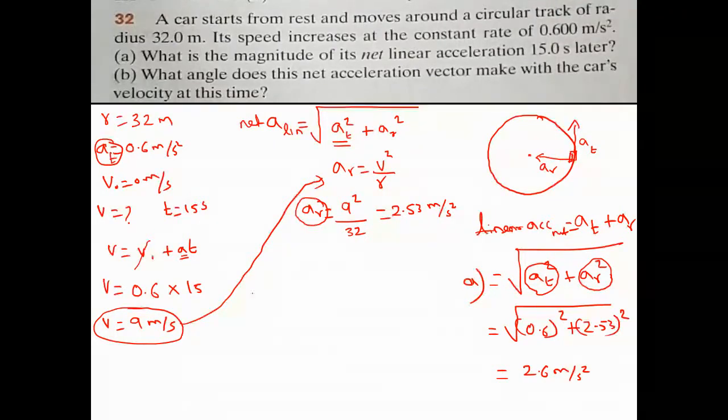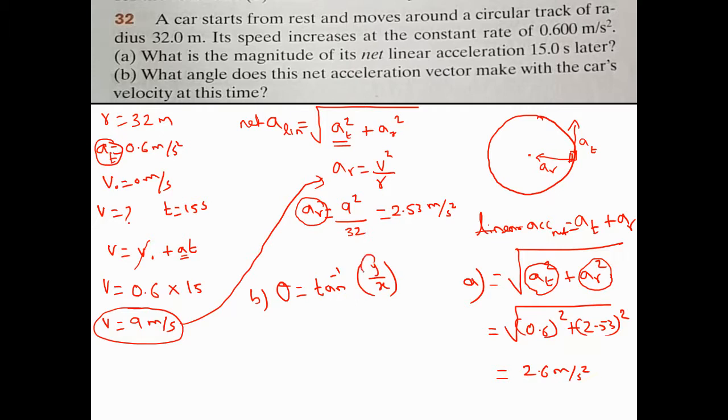Okay, what is your second question? Could you please read the question? What angle does this net acceleration vector make with the car velocity? That means they need the angle. We already studied in chapter 3, theta equals tan inverse of y over x. Am I right? Yes, you are right.